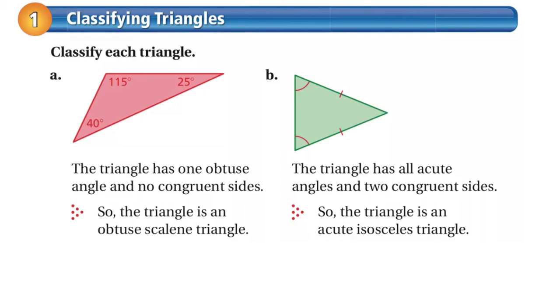For part B, this one, we can see that all of those angles are less than 90 degrees, making it an acute triangle. And 2 of those tick marks on those sides let us know that 2 of the sides are the same, making it isosceles. This is an acute isosceles triangle.